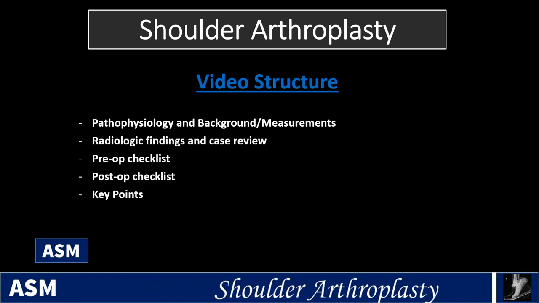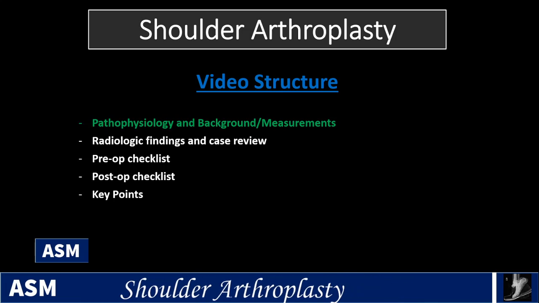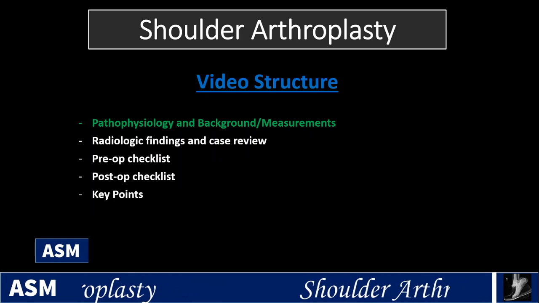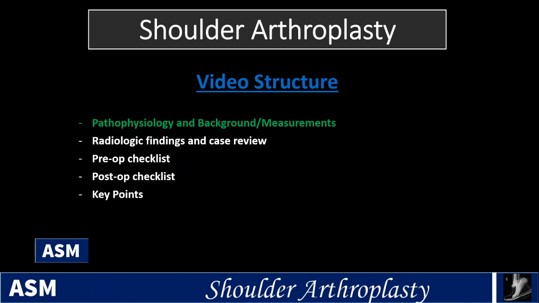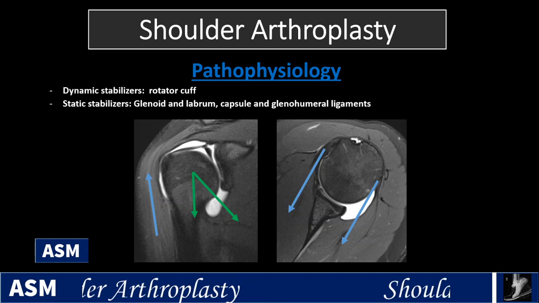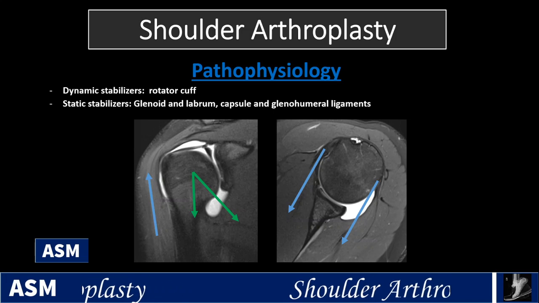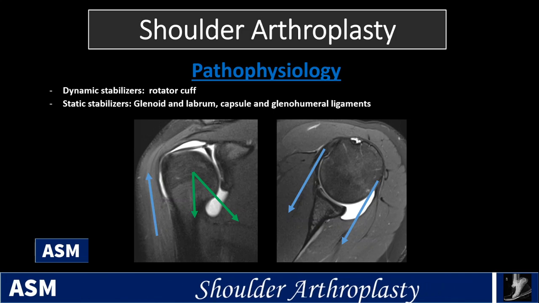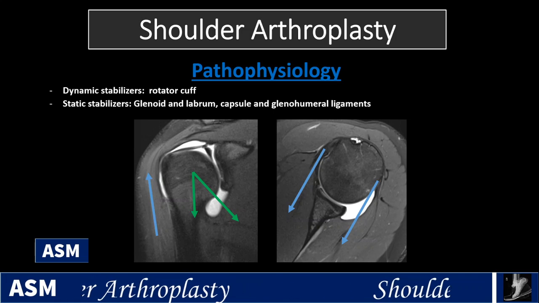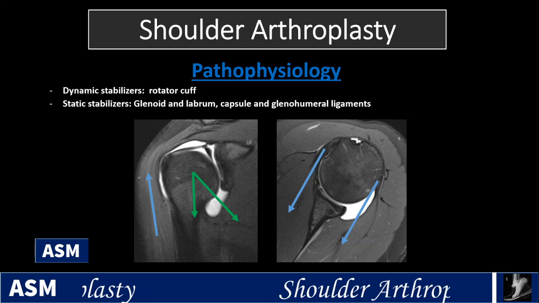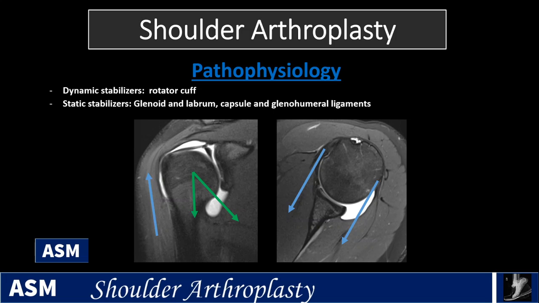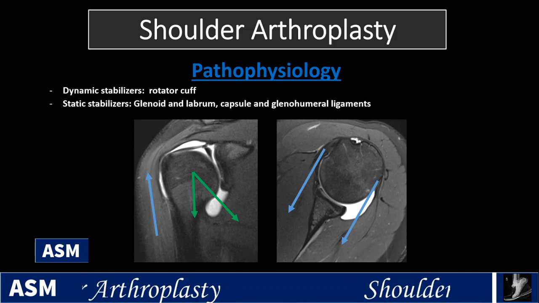So basic video structure, we're going to begin with the pathophysiology and the kinetics of the shoulder and discuss some of the background and measurements that are commonly discussed. So just the pathophysiology, we have dynamic stabilizers and static stabilizers. So the dynamic stabilizers are primarily the rotator cuff. These are tendons that are attached to muscles, and their job is going to be, in addition to creating motion at the shoulder joint, they will compress the humeral head centrally in the glenoid, and basically in all motions keep the humeral head centered with respect to the glenoid.